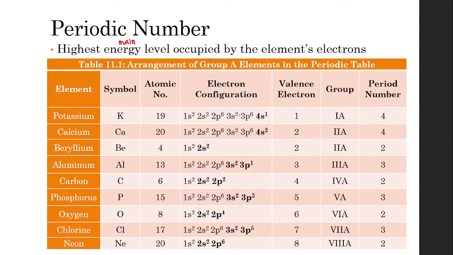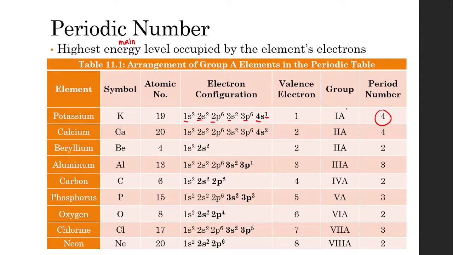The main energy level, if you are writing your electron configuration, are the numbers in front. So these 2, 3, 3, 4 are the main energy levels. So the period number is basically the last main energy level wherein the last electrons are situated for that element. So if you write the electron configuration of potassium, which has 19 electrons, you would write 1s2, 2s2 until you are able to fill all the electrons in its electron configuration and then write the last one.